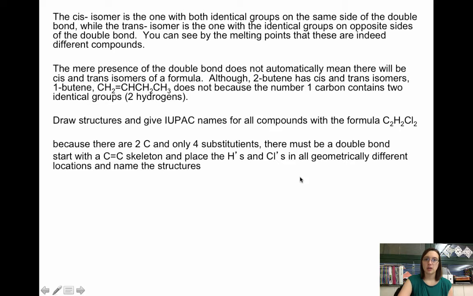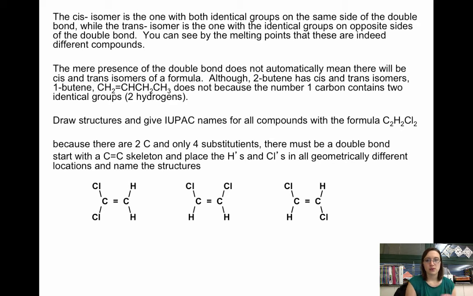So start with the carbon-carbon skeleton, carbon double bonded carbon, and place the H's and Cl's in all of the possible locations and then name the structures. I want you first to pause this video and place the H's and the Cl's in every location possible on the C double bonded C skeleton. You should get 3 structures that look like this.